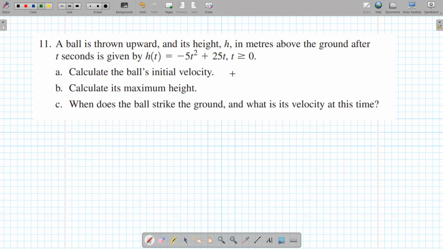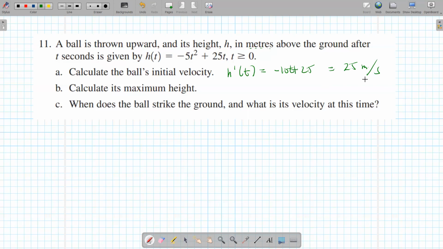And this one, initial means you find the derivative first, and then you plug in time is 0, because initial just means time is 0. What's going to be the derivative here? Negative 10t plus 25. Yeah, negative 10t plus 25. Plug t as 0, you'll get the initial velocity of 25. That's always going to be y over x. On the y, we have meters. On the x, we have time in seconds. So there you go. Part A, it's going to be 25 meters per second.